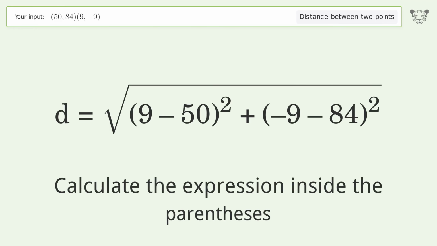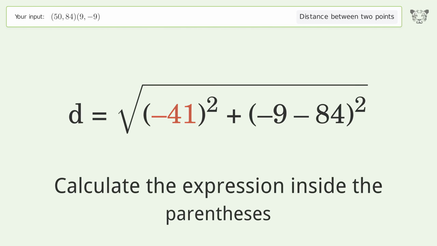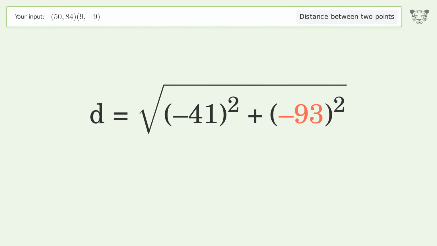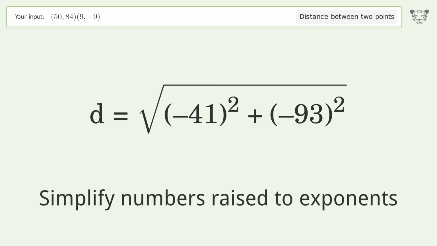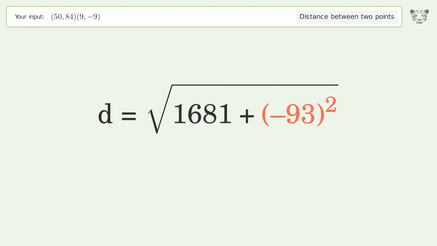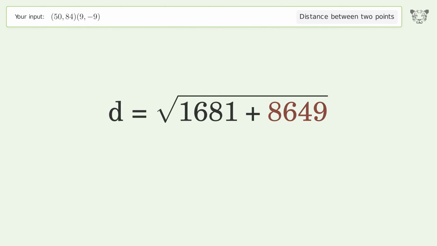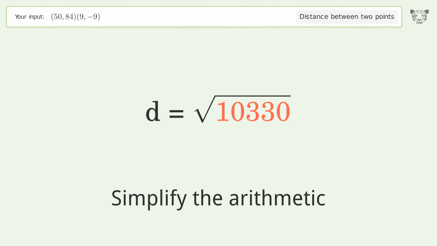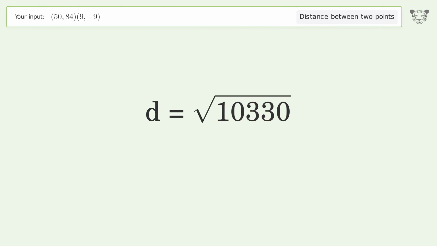Calculate the expression inside the parentheses. Simplify numbers raised to exponents. Simplify the arithmetic. And so the distance between the 2 points is the square root of 10,330, or 101.637.